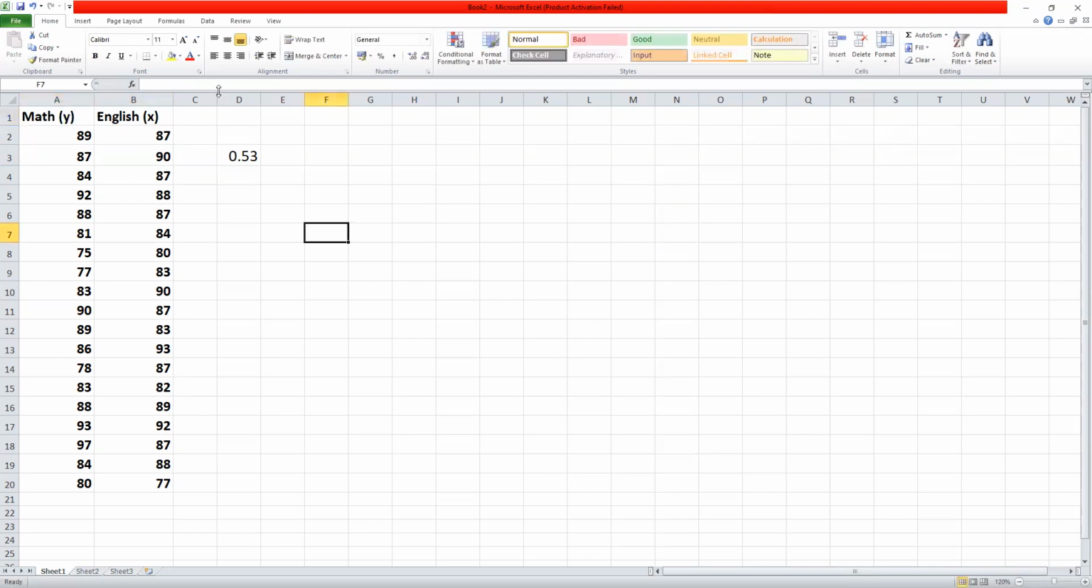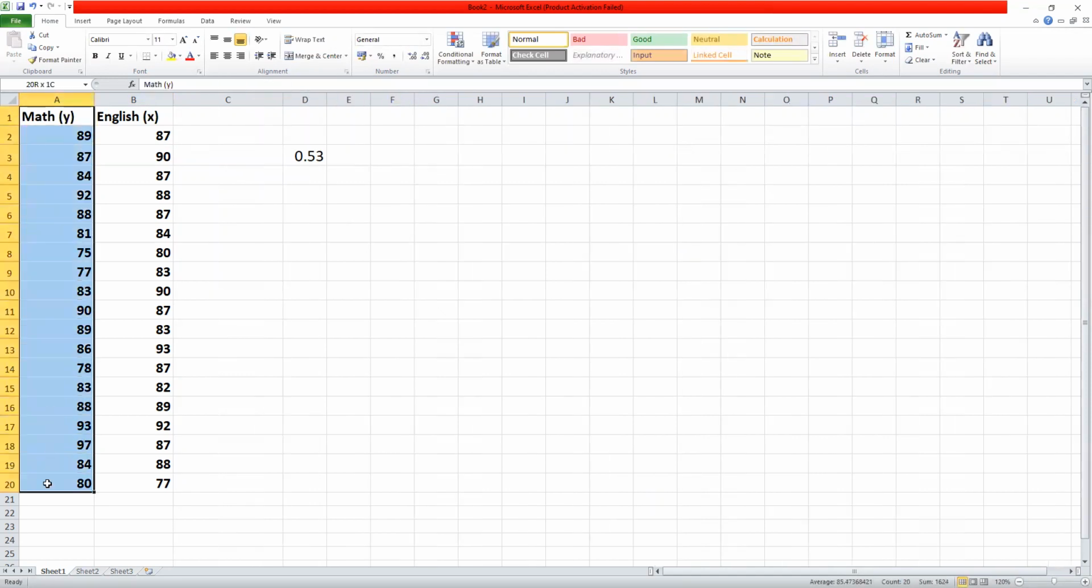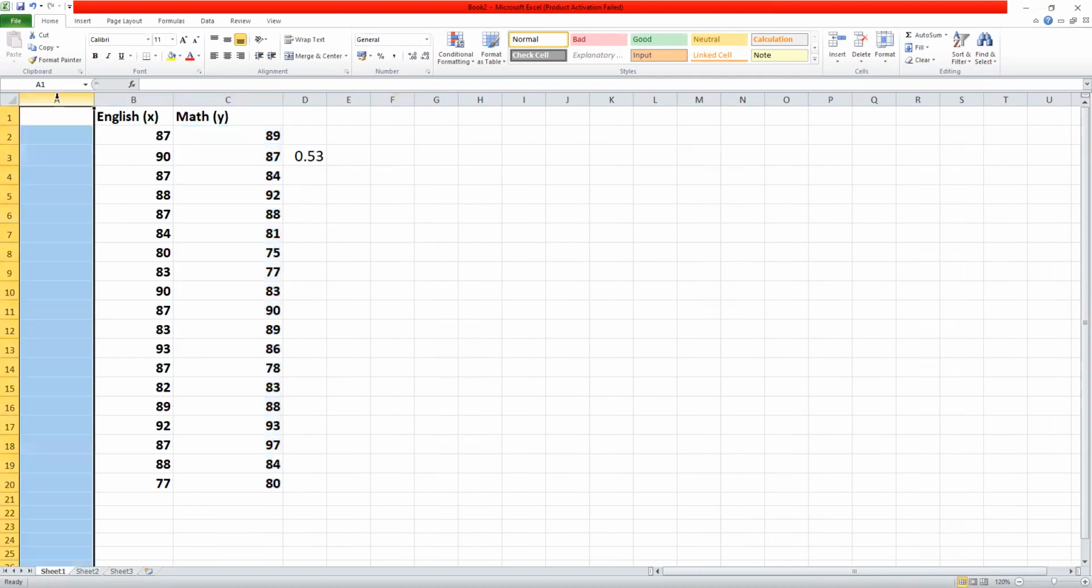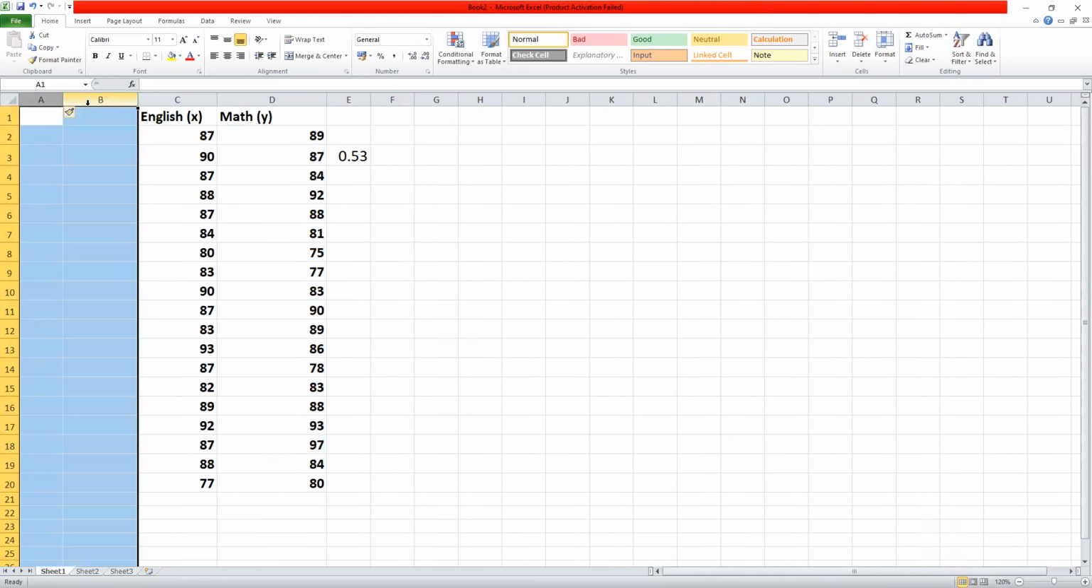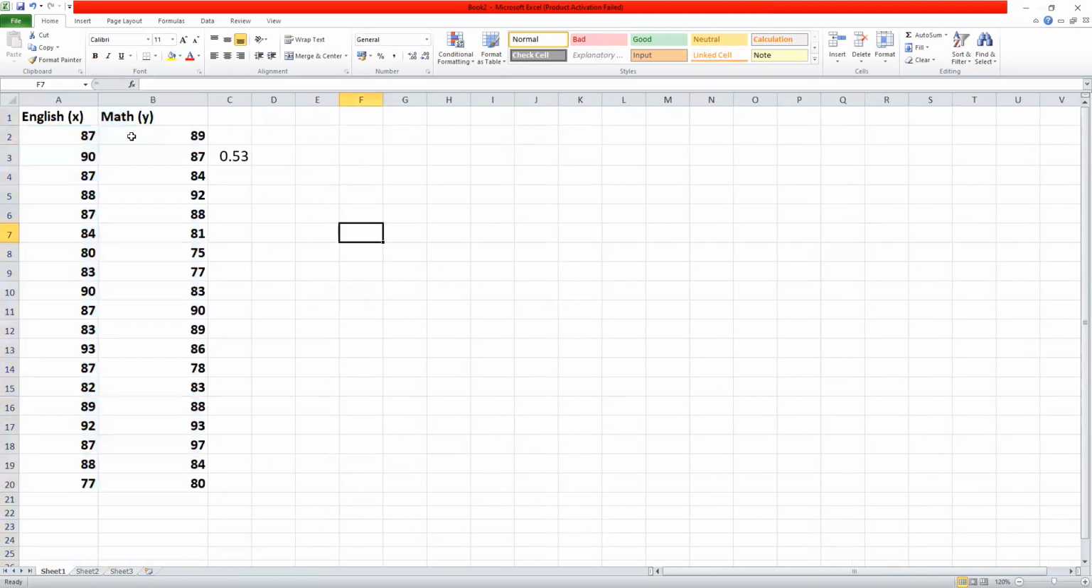So just to be safe, we move this here. Oops, let's delete the first two. There you go. So English now will be our x variable, and math will be our y variable. Again, because we are trying to predict the y, or the math grades, using the English grades. So how do we get the linear regression equation?